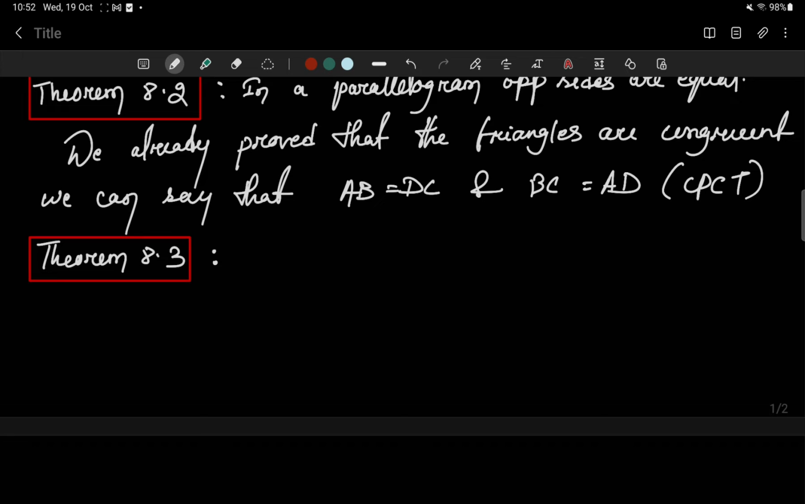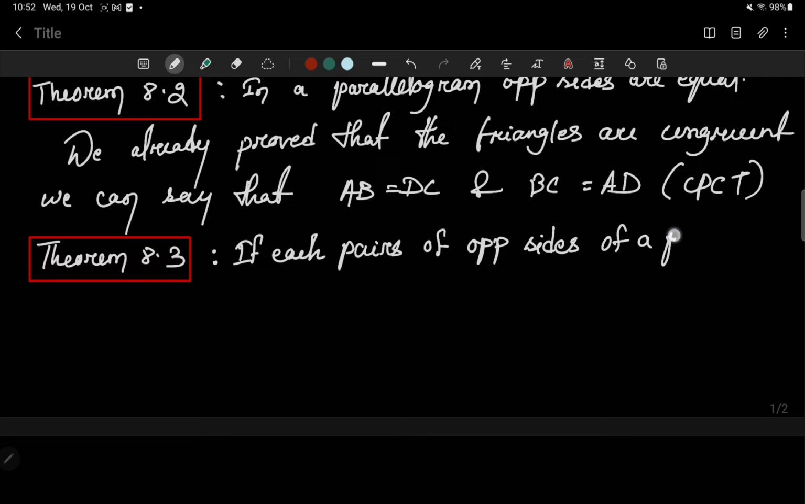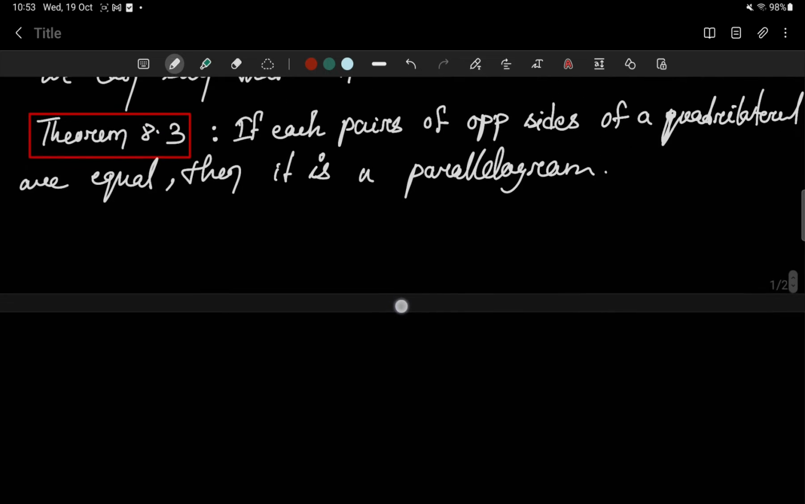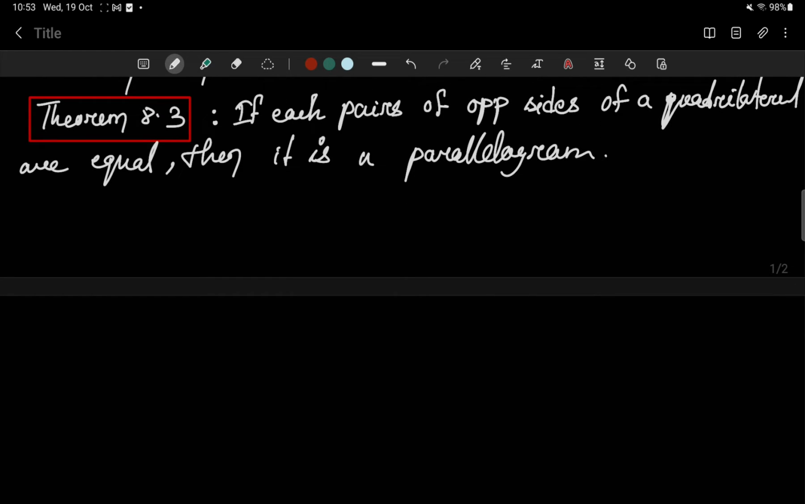So theorem 8.3 says if each pair of opposite sides of a quadrilateral is equal, then it is a parallelogram. See, you need to understand what the statement states.